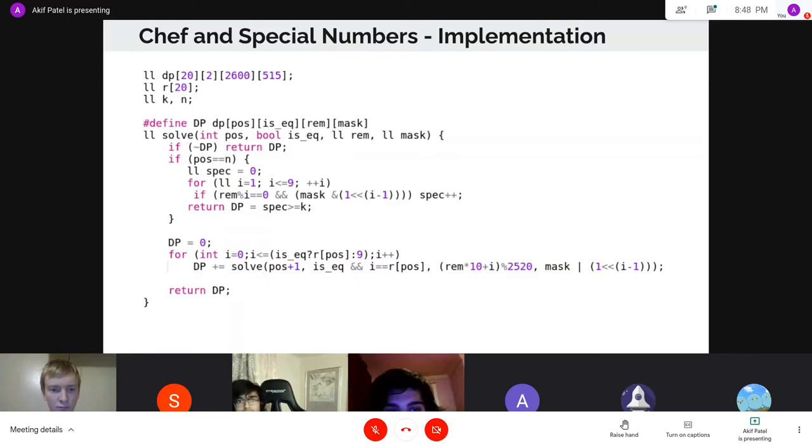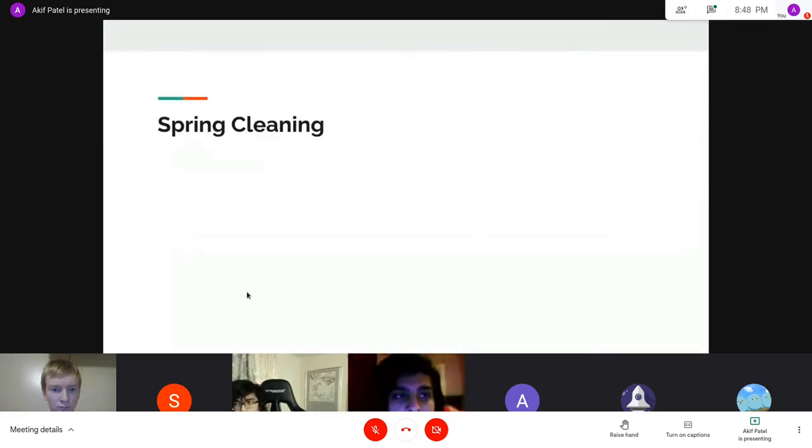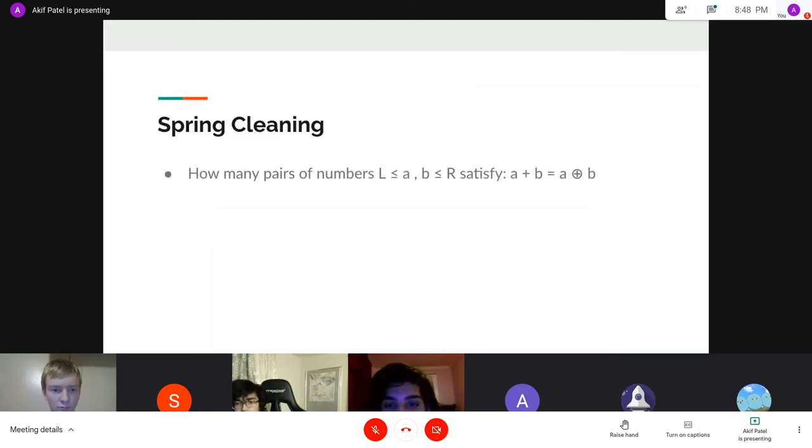This is, I think, a harder problem than we had before. But it's also really interesting, I think. It's called Spring Cleaning. And it asks, how many pairs of numbers, A and B, within these bounds, L to R, satisfy A plus B is equal to A XOR B? Constraints here are L and R both up to 10 to the 9th.